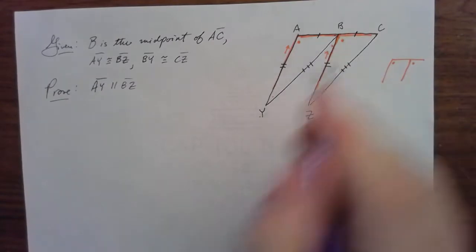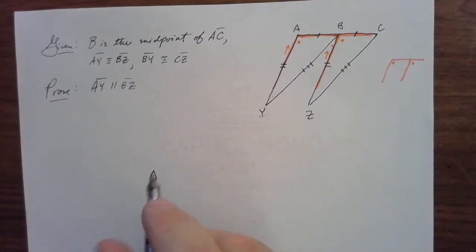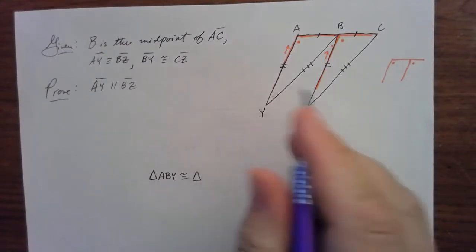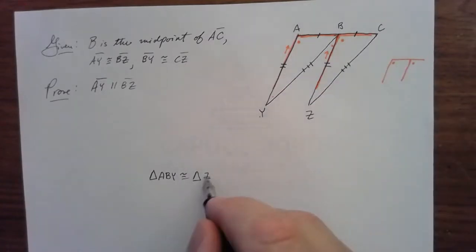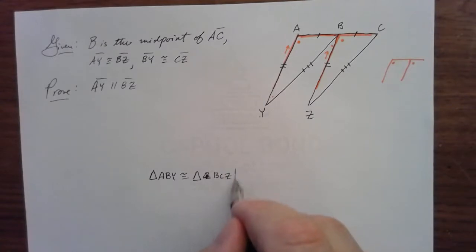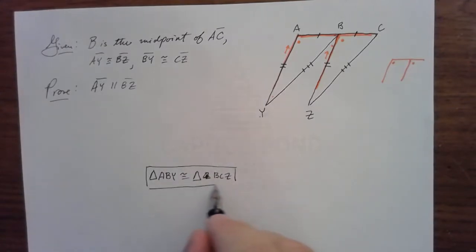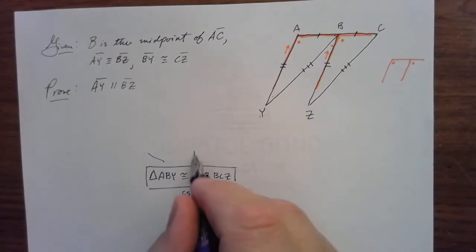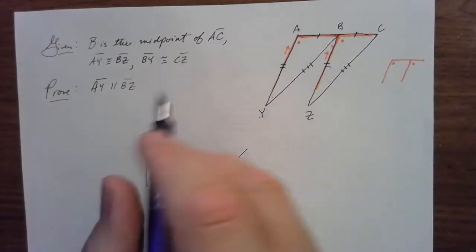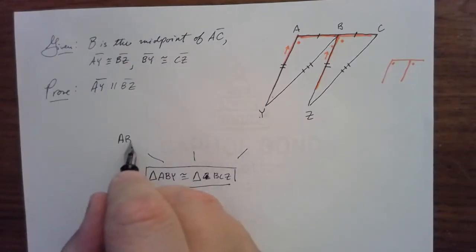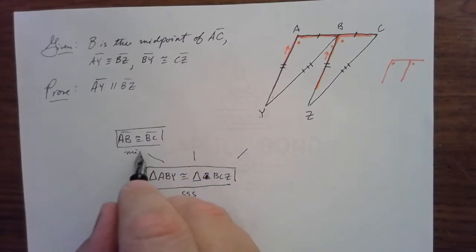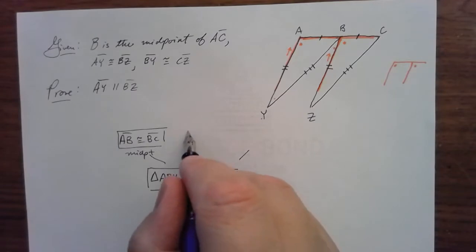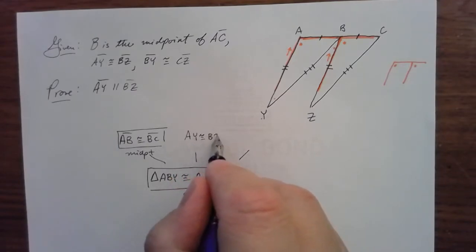So I have a fairly straightforward SSS argument here. I'm going to show triangle ABY is congruent to triangle BCZ. Wait, no, ABY, BCZ, sorry. It's going to be an SSS argument. And I have my three pairs of sides. The first one came from the midpoint statement. It's not a given. AB is congruent to BC comes from the midpoint statement right here. The other two pairs of sides are givens.